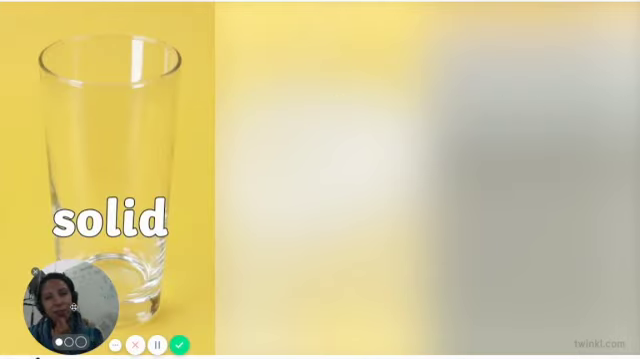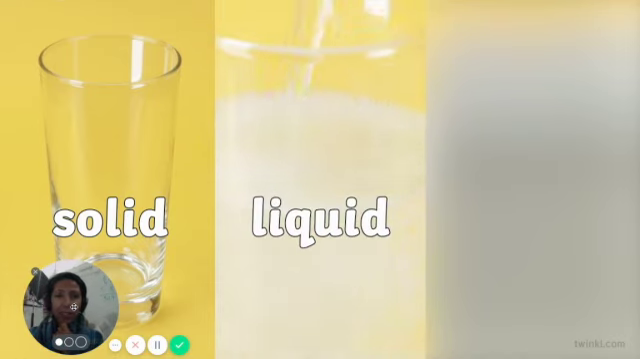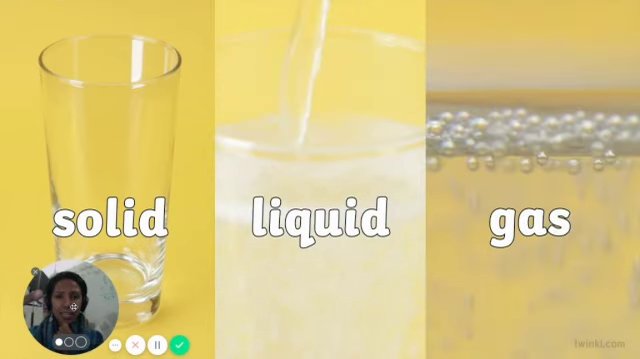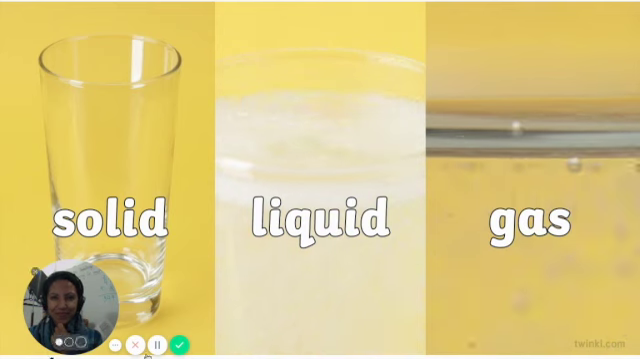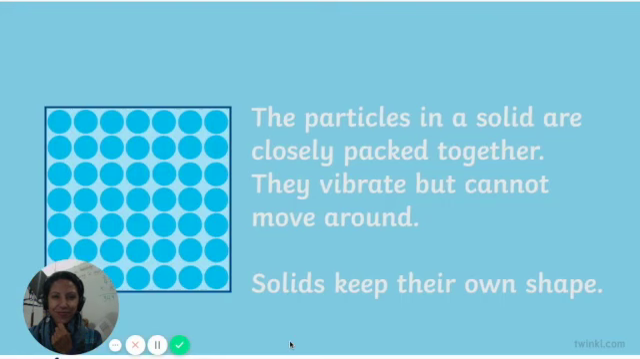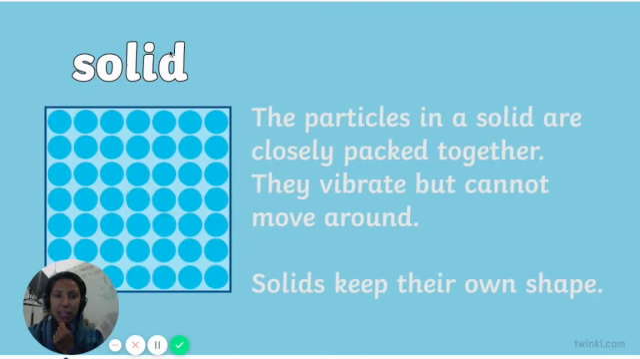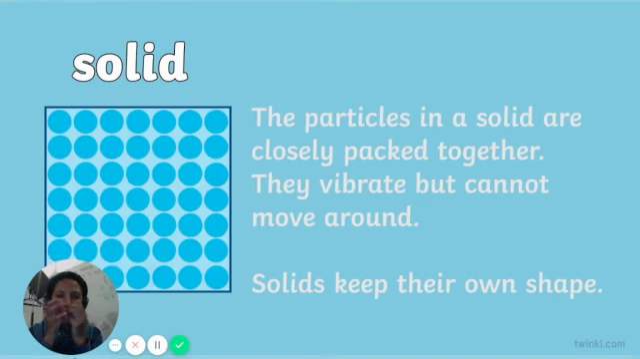Well, we already know there are 3 states of matter: solid, liquid, and gas. Let's make a review. In solids, the particles are closely packed together. They vibrate but cannot move around. Solids keep their own shape.